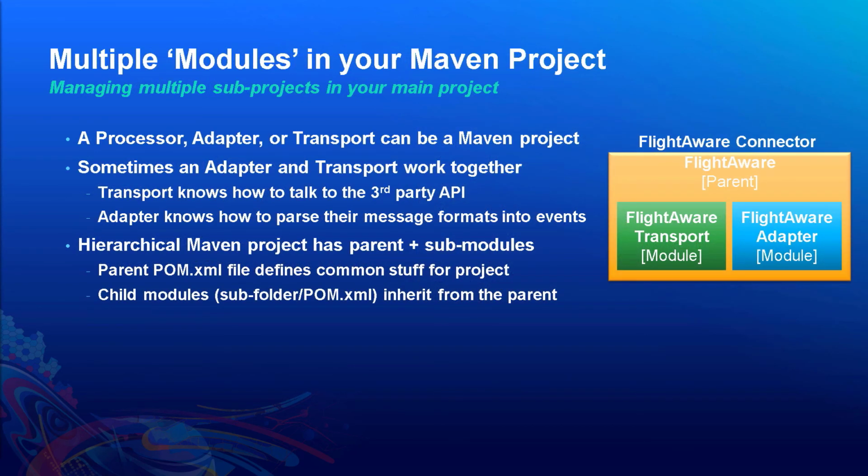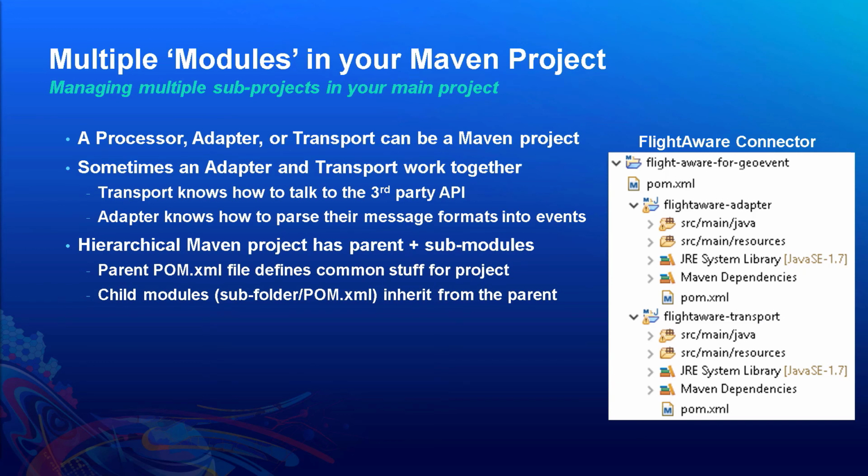That covers the nuts and bolts of a standalone pom.xml file that could represent a single processor, transport, or adapter. But what happens when you are creating a connector with both a transport and an adapter? For that, you'll need to create a hierarchical project structure with a parent at the top and modules for the transport and the adapter. The parent pom.xml file defines as much as possible, and the module or children pom.xml files in subfolders build on what the parent has defined.